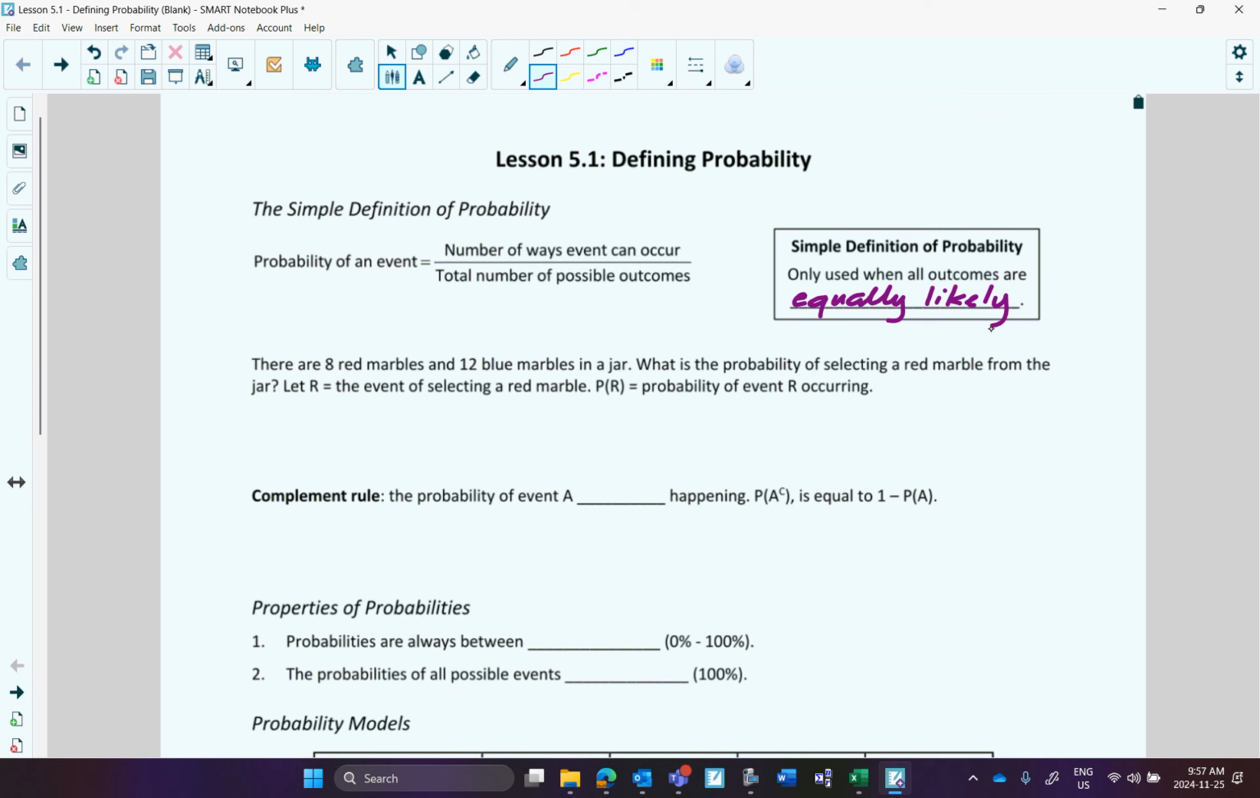So when I flip a coin, there's 2 outcomes, they're equally likely. When I roll a die, there's 6 outcomes, they're equally likely. Okay?